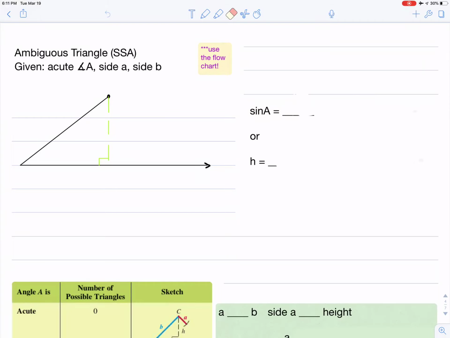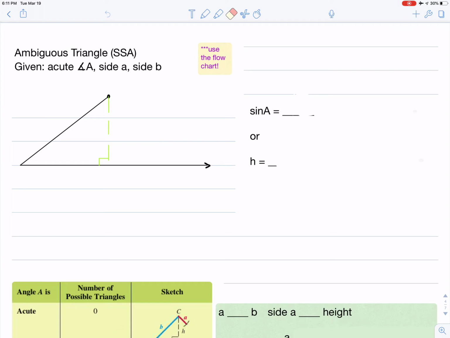Hey folks, this is a video dealing with the ambiguous triangle and what you need to do to be able to solve it. So first of all, let's remember that the ambiguous triangle is the one where I know two sides and then I also know an angle that is not between the two sides.